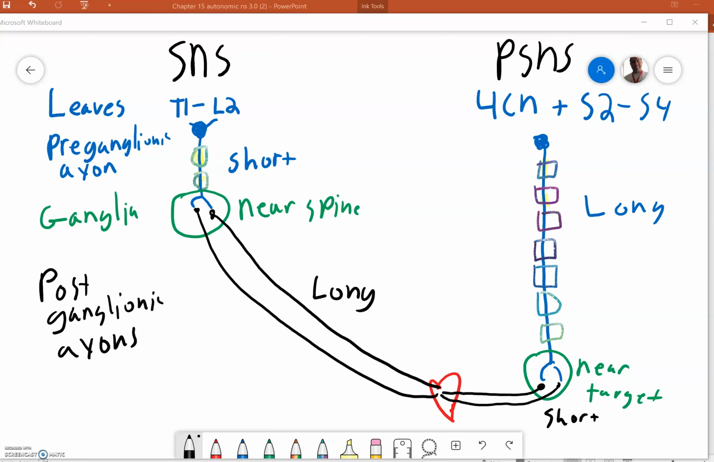So I expect you to know this breakdown for the lecture exam. And for students going into physiology, I would expect that they've had this in anatomy so far.